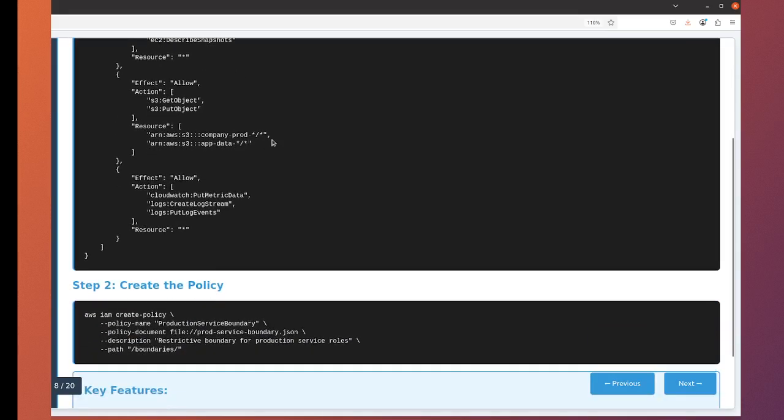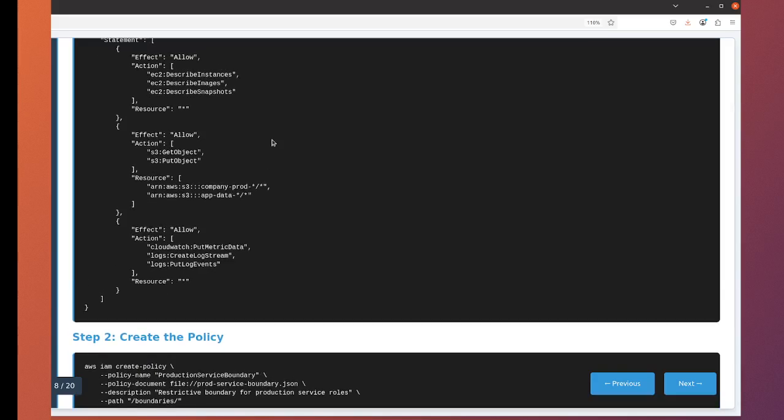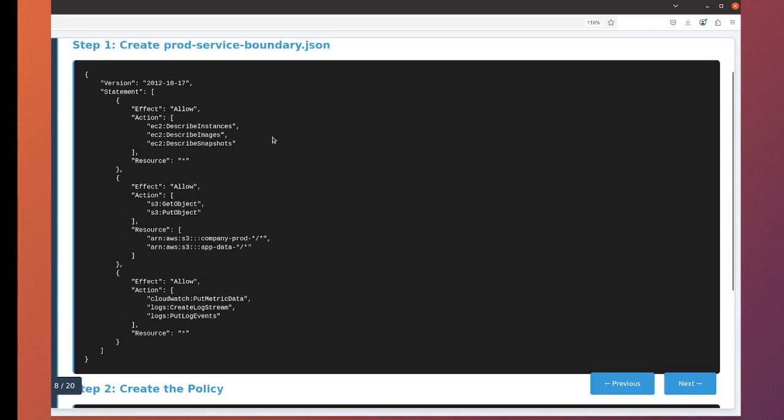This enterprise boundary is more restrictive and focused on production services. Notice how we're being very specific about the actions allowed. For EC2, we're only allowing read operations and specific instance actions, not creation or termination. The S3 permissions are limited to specific bucket patterns using wildcards.